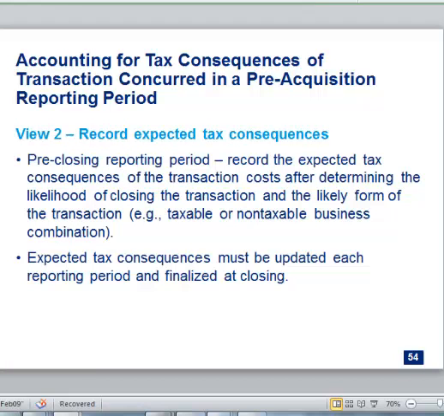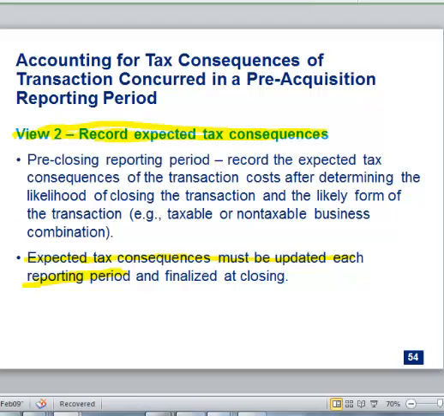Okay? The second approach is crystal ball. You say, you know what, I think there's going to be a deal, so I'm going to account for these costs as if there's a deal. So you book the expected tax consequences each quarter. Okay? So when the new rules came out like 5 years ago, they let companies choose, or buyers could choose between view 1 and view 2.